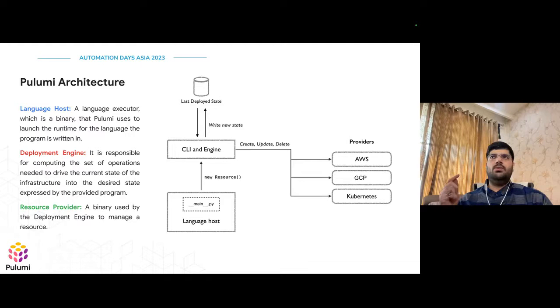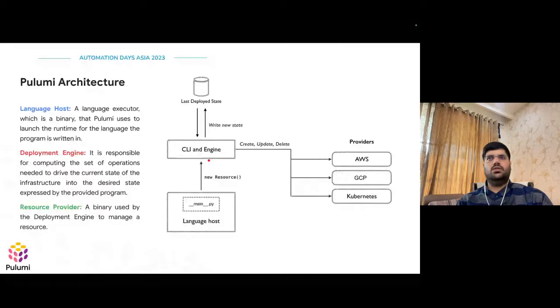Now the deployment engine will keep checking whether the current state of infrastructure meets the desired state as specified in the program or not. This is where it interacts with the data store, and it also interacts with providers. All of these are mostly binaries that interact over gRPC with each other. The provider interacts over gRPC with the deployment engine, the language host interacts through gRPC with the deployment engine, and so on.